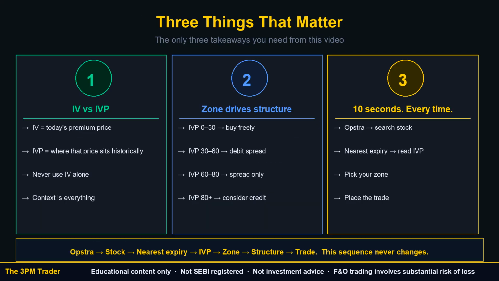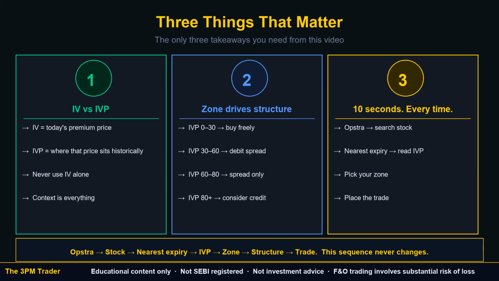Three things to take from this video. These are the only three you need. 1. IV tells you how expensive options are today. IVP tells you whether that is historically high or low. Never use IV alone. Context is everything. 2. Zone drives structure. Below 30, buy freely. 30 to 60, debit spread. 60 to 80, spread only, no naked. Above 80, consider credit.